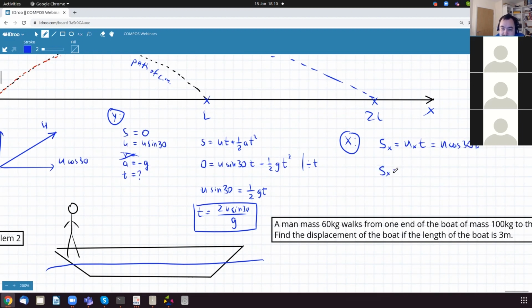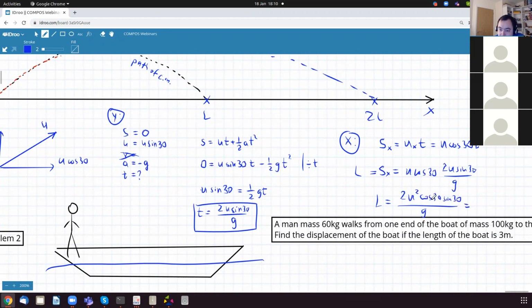and s_x is u cos 30 times t. So it's this times this. So it's going to be u cos 30 multiplied by 2u sine 30 divided by g. And this is L, because we know that this is L. So L is equal to 2u squared cos 30 sine 30 divided by g.